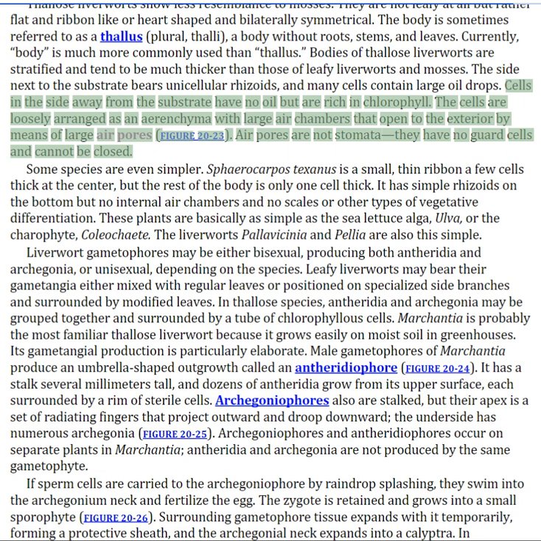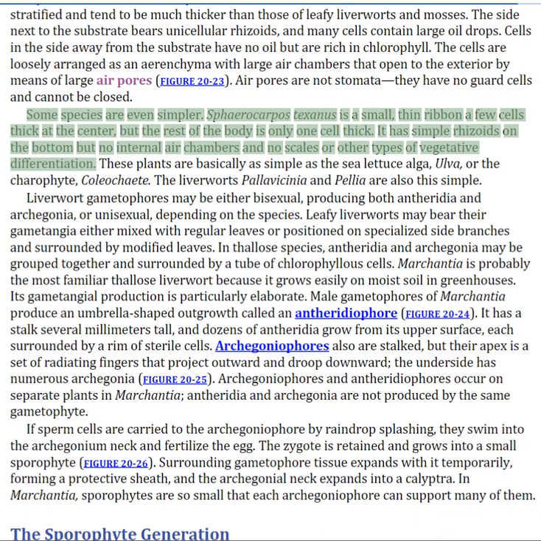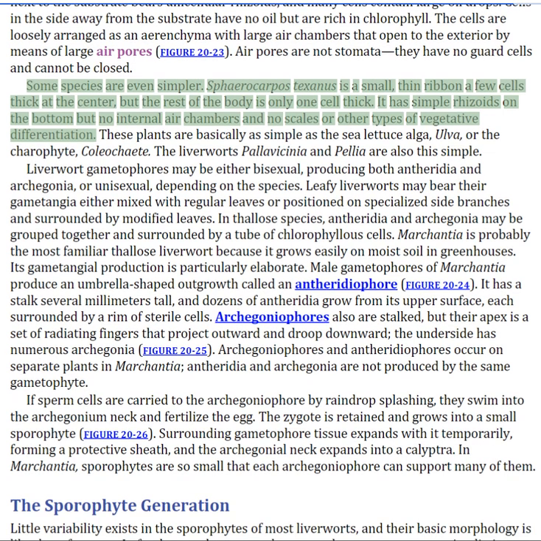The cells are loosely arranged as a parenchyma with large air chambers that open to the exterior by means of large air pores. Air pores are not stomata; they have no guard cells and cannot be closed. Some species are even simpler. Sphaerocarpos texanus is a small, thin ribbon a few cells thick at the center, but the rest of the body is only one cell thick.